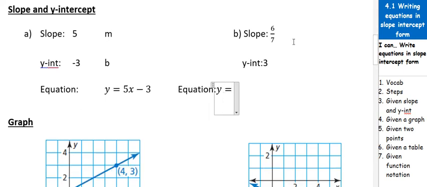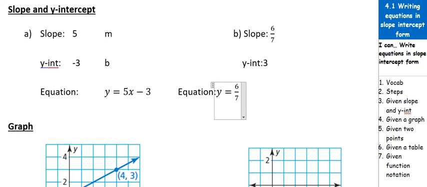y equals m, which is 6/7, x plus b. This time, since it's a positive 3 for our y-intercept, we wrote plus 3. So this is an equation that starts at the y-intercept at 3. So I go up 3 on my y-intercept, and then it'd go up 6 over 7. It would rise 6, run 7, and this would be a positive slope going up from left to right.